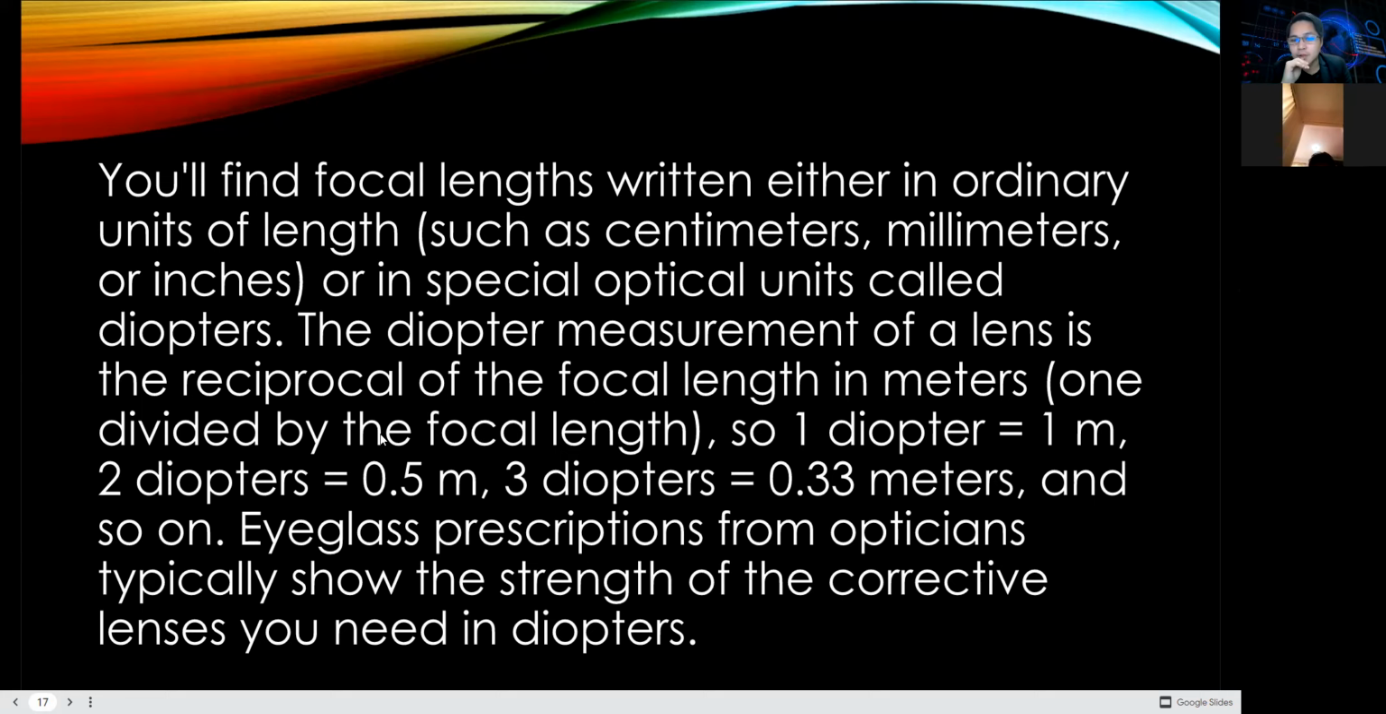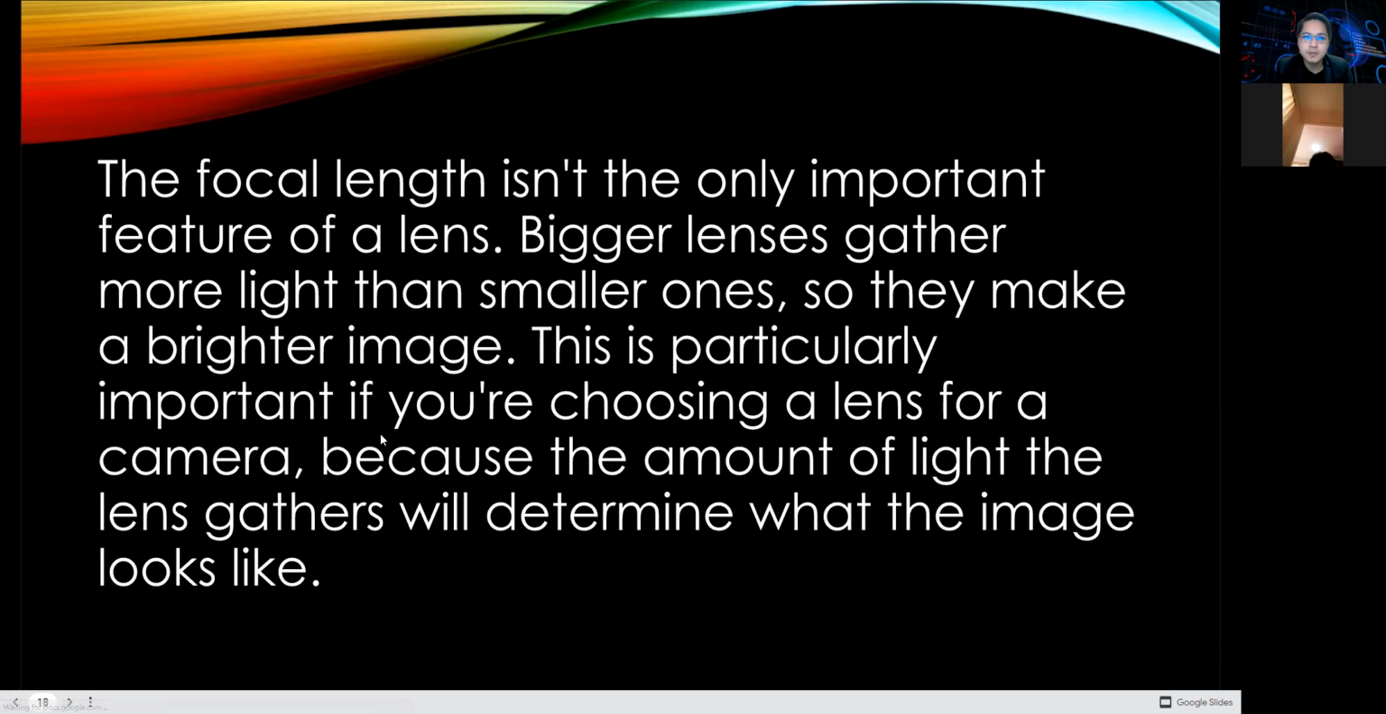120. So in my glasses, the focal length isn't the only important feature of the lens.